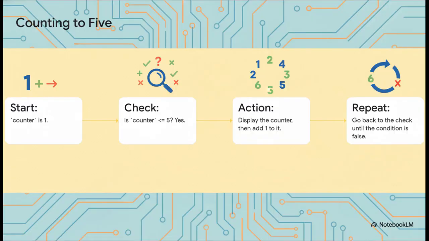Okay, let's walk through this super simple counter. We start a counter at 1. The program asks, is 1 less than or equal to 5? Yep, it sure is. So it shows the number 1 on the screen. And then, and this is the critical part, it adds 1 to the counter. So now it's 2. The program loops back. Is 2 less than or equal to 5? Yes. It just keeps doing that until the counter hits 6. Then it asks the question again. The answer is nope, and the loop finally stops.